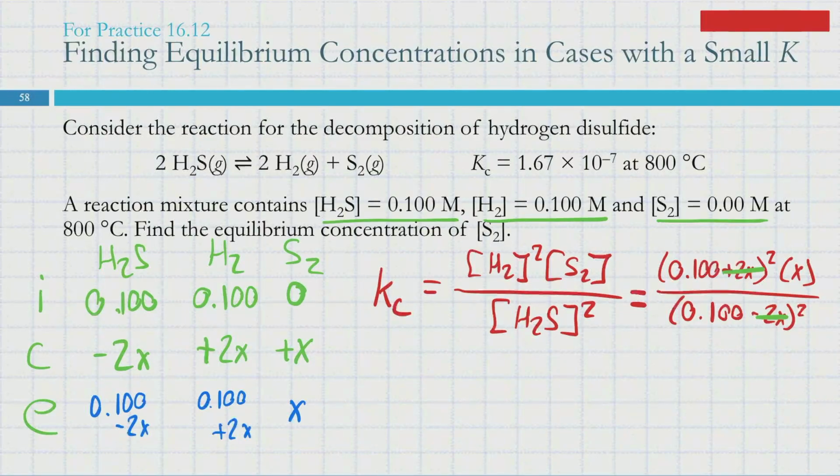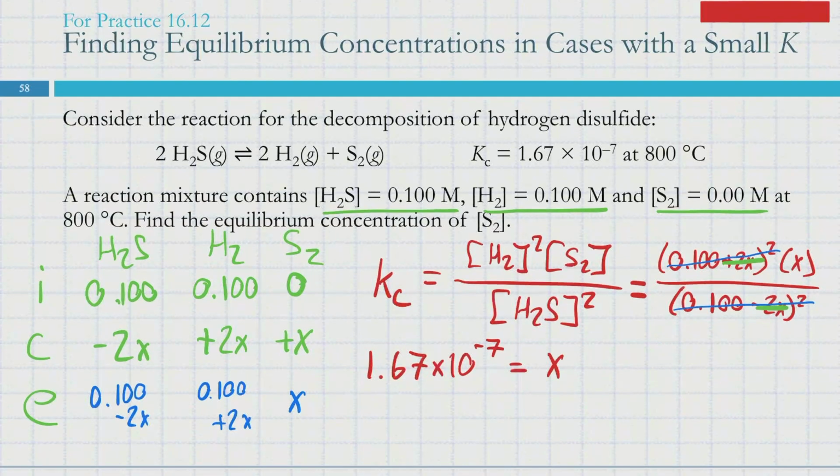So if x is small, we can get rid of both of these x terms, the change terms, and we've got 0.100 squared over 0.100 squared. So those two terms completely cancel out. Substitute in our value for Kc. That is equal to x. Huge time save.